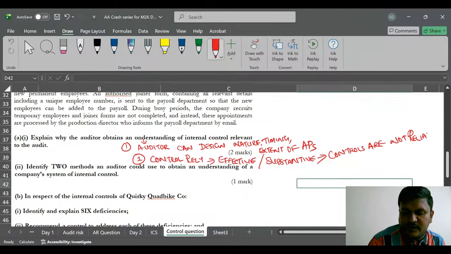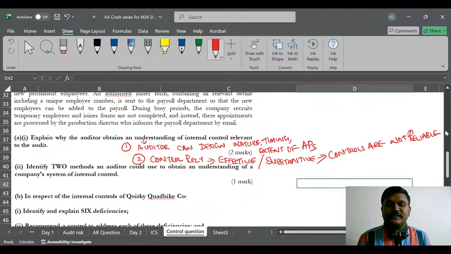The controls are not reliable. So this is what we will be considering relating to the controls. So controls rely, controls not rely. That could be the questions we'll be considering over here. Okay, we'll be getting 2 marks for just stating this particular thing.